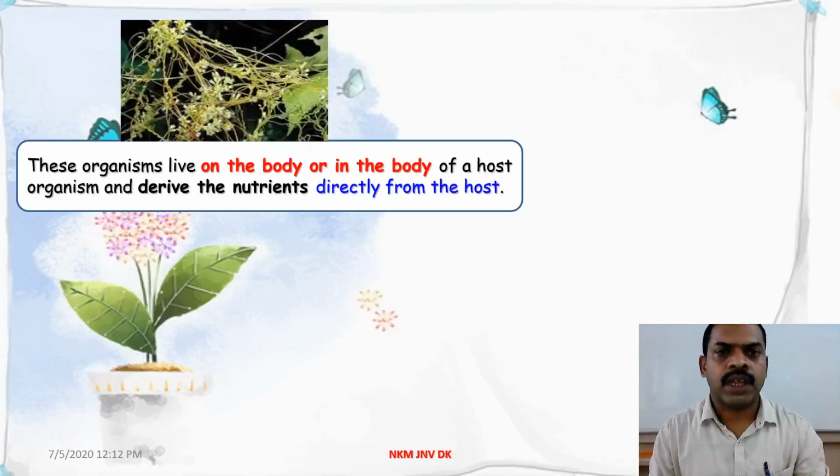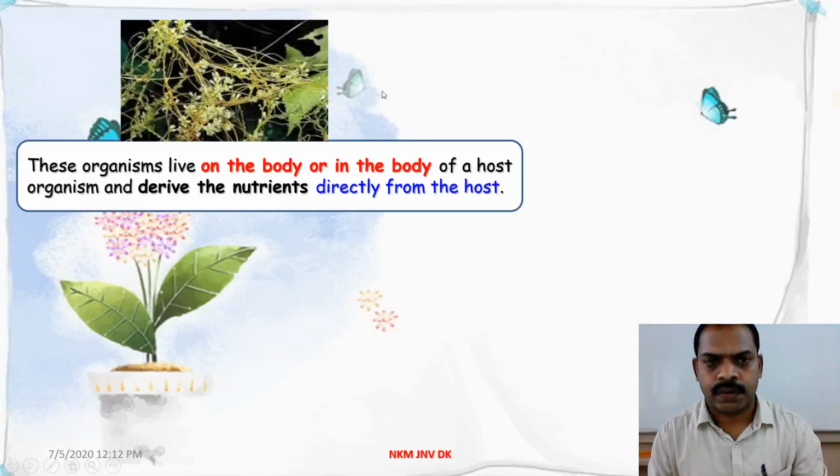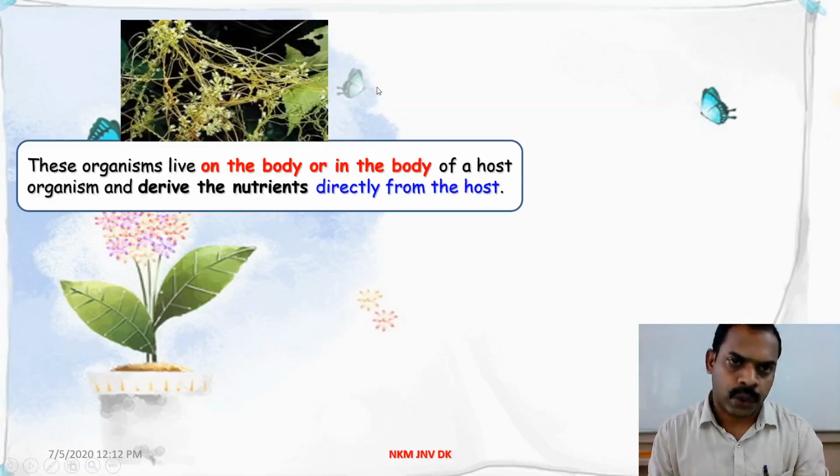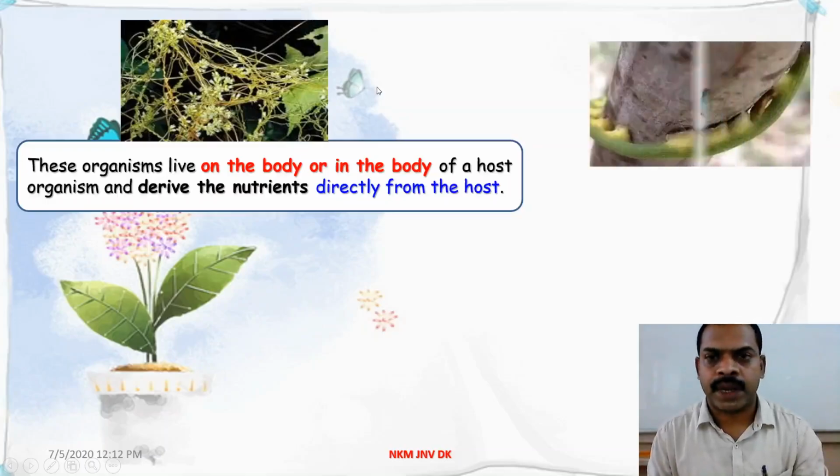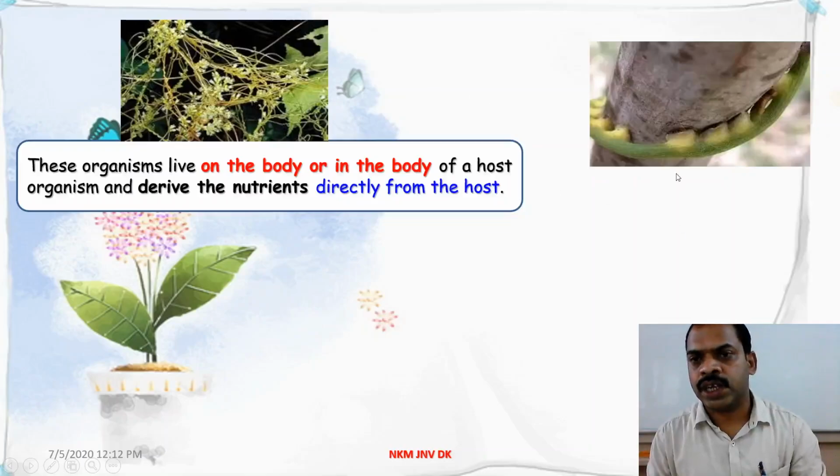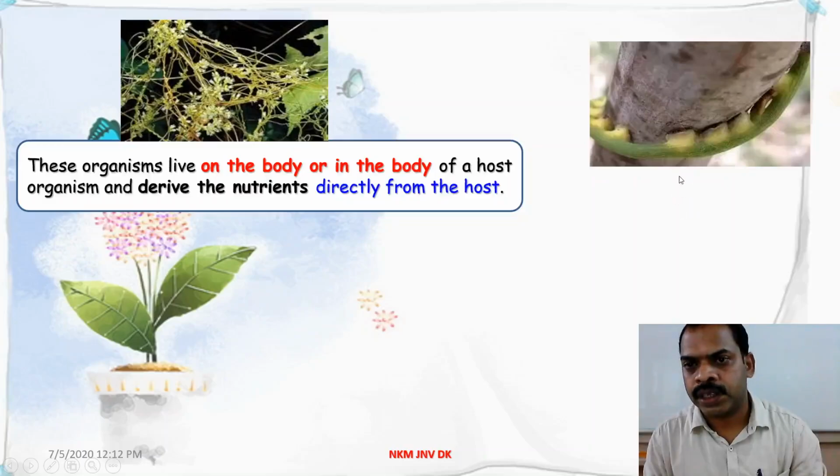So here you can see another example. This is Cuscuta, a plant parasite. What you are seeing here is the special structure of Cuscuta. Here you can see this one. This is the host area.